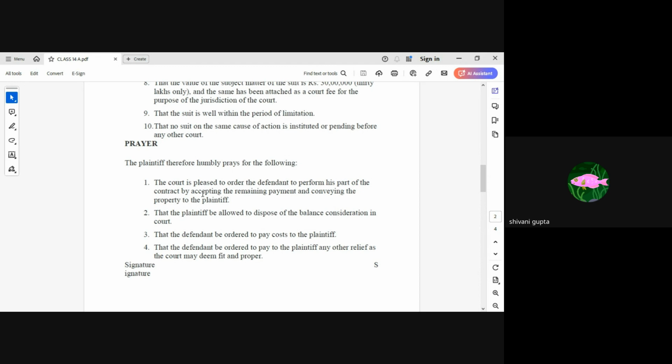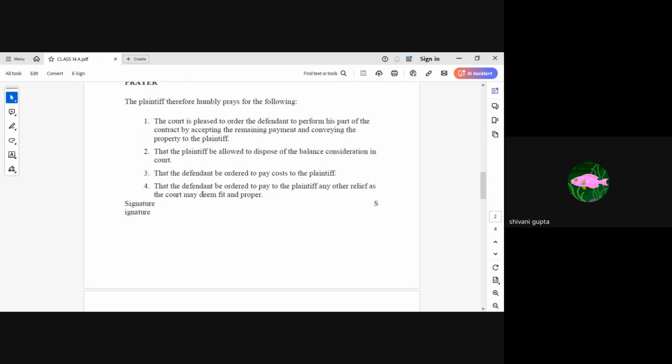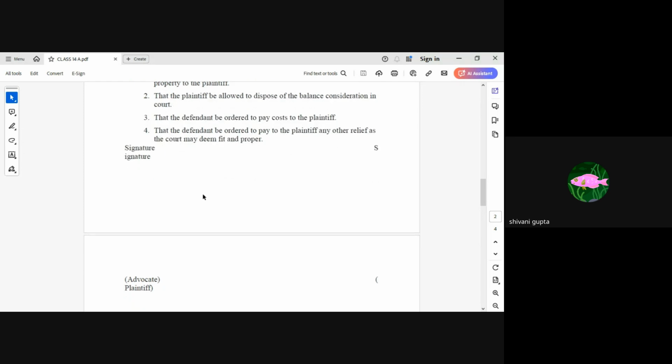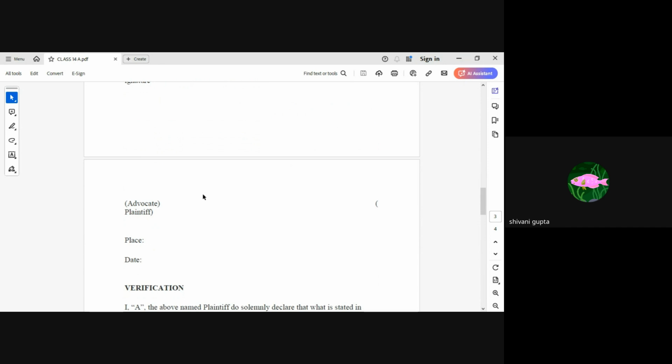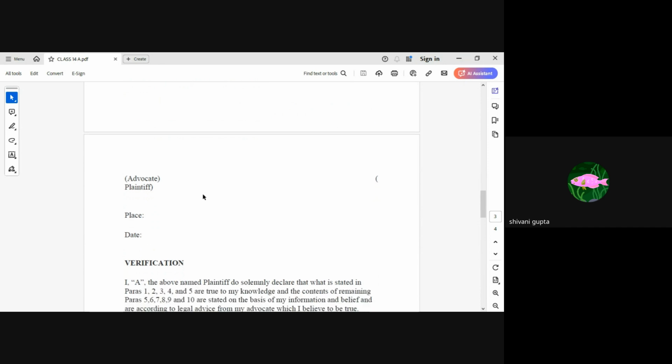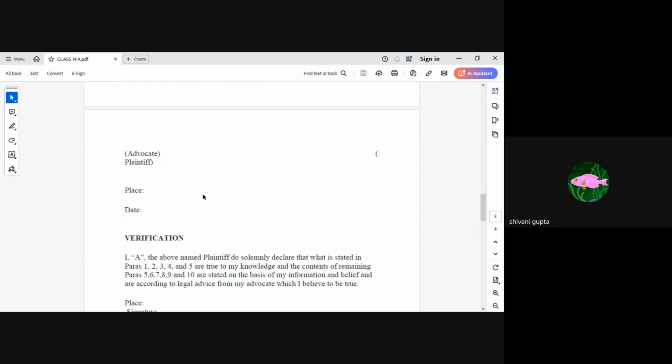Also, any other relief the court may deem fit and proper, the defendant has to pay that as well. Then the signatures will be provided: the advocate's and the plaintiff's both, along with the place and date. Place and date must be there. Here the advocate's signature is also important.